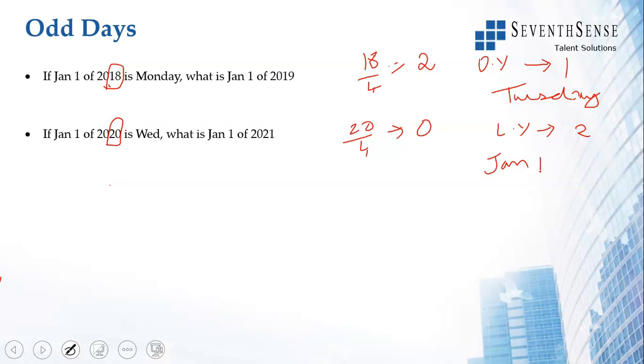Okay, look at the week. Wednesday plus 2 is Wednesday. Add one, Thursday. Add one more, Friday. Jan 1st of 2021 is a Friday.